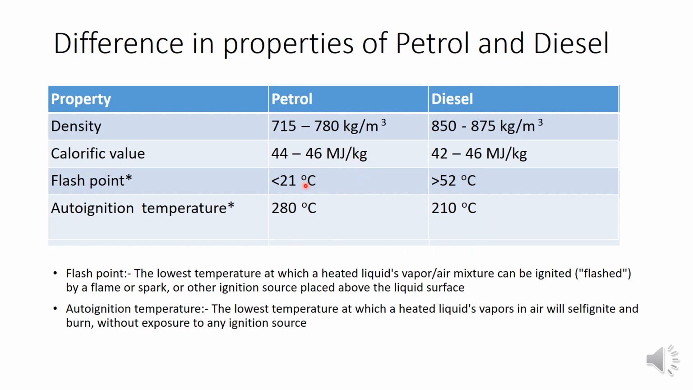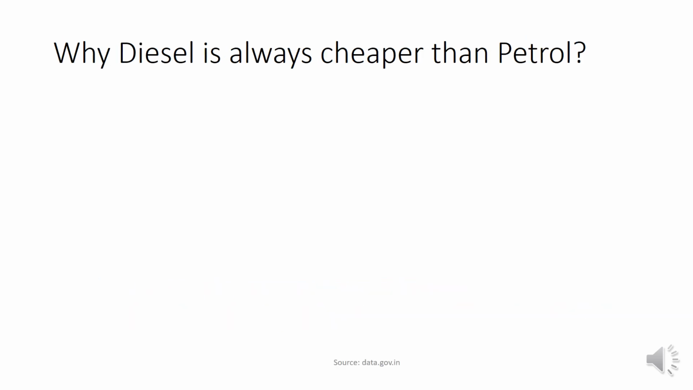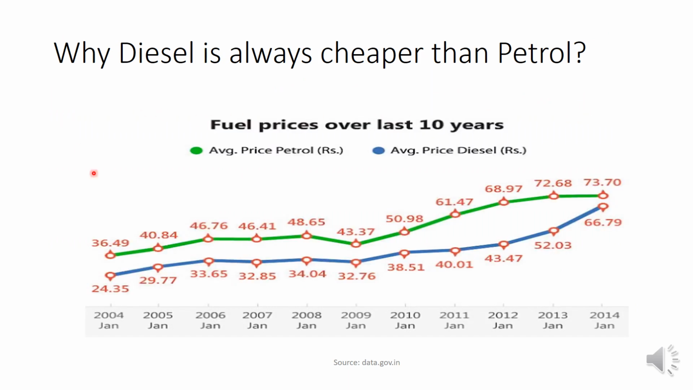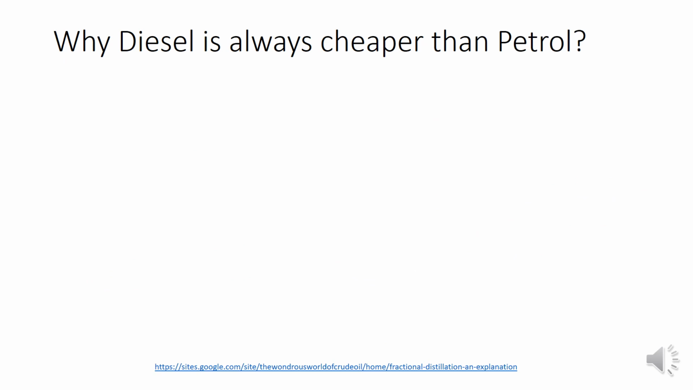So these two temperatures are very, very important. You have to first understand the meaning of these two temperatures and the comparison of properties of petrol and diesel. And another question that may come to your mind is why diesel is always cheaper than petrol. You have noticed that even though the price hike continues, diesel is always cheaper than petrol. This is the trend of the difference in price of diesel and petrol from 2004 to 2014.